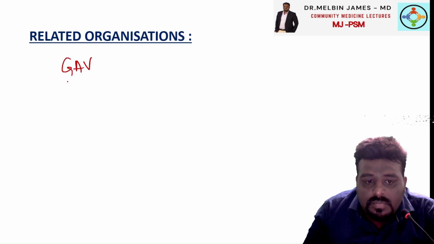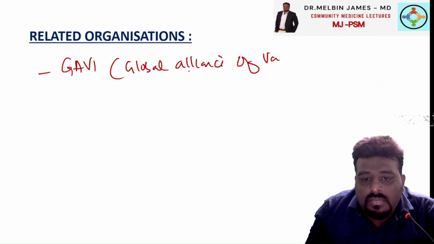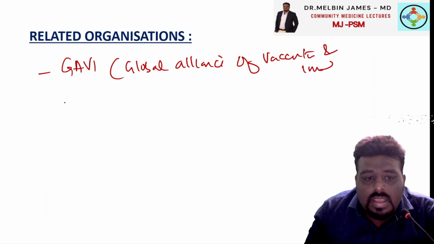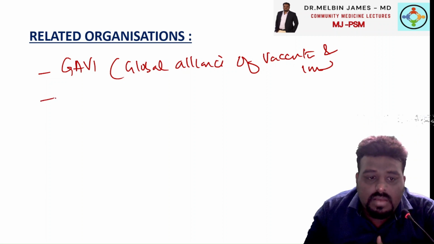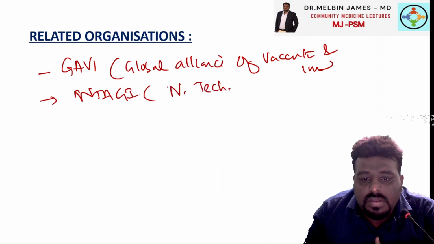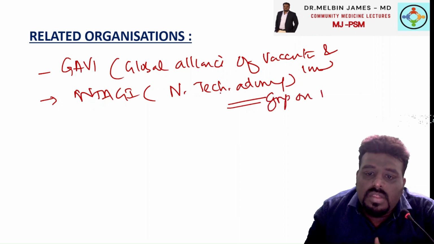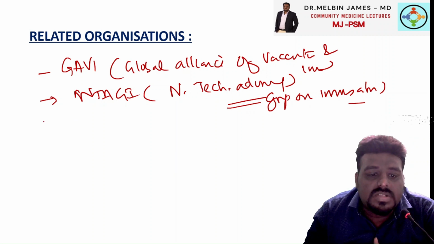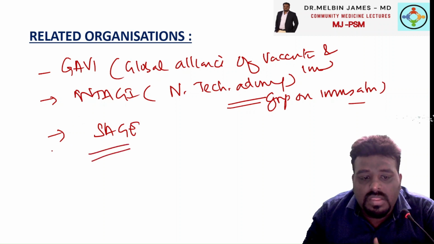Some of the organizations related to vaccines are Gavi, the Global Alliance for Vaccines and Immunization, one of the organizations which gives definitions and protocols related to vaccines, and NTAGI, the National Technical Advisory Group on Immunization. It is the technical body which gives protocols to the Government of India. And SAGE, the Strategic Advisory Group of Experts on Immunization.